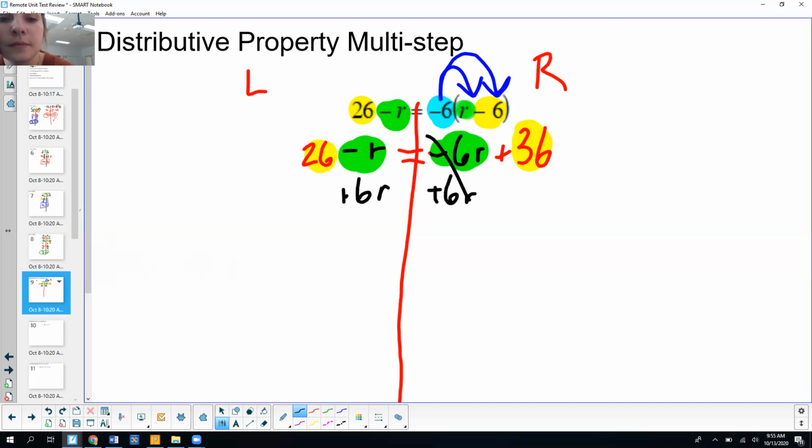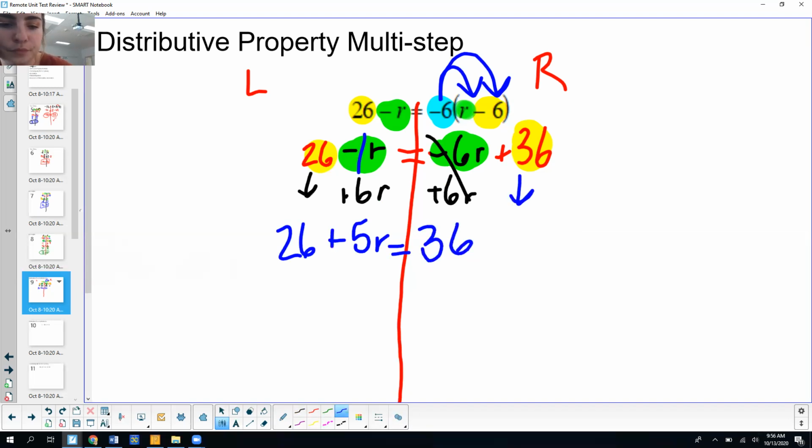to both sides. I'm going to bring down my 28, so 28 negative r plus 6r. So remember that negative r is the same thing as negative 1r. So in your calculator, you can type in negative 1 plus 6, and that gives me positive 5r equals, and then I'm going to bring down 36. Now I'm going to go ahead and highlight my constants. I'm going to highlight my variable.